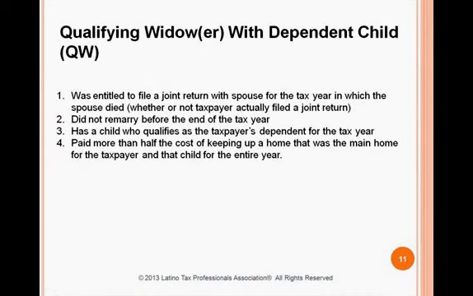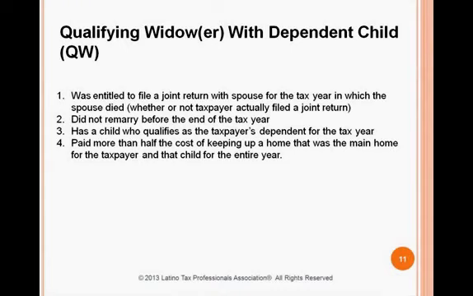Qualifying widow or widower with dependent child. Now, this one applies when a spouse dies in a particular year, leaving the other spouse with dependent children at home, and the other spouse does not remarry. They were entitled to file a joint return with the spouse for the tax year in which the spouse died, whether or not the taxpayer actually filed a joint return. The advantage is that they would have the greater amount of standard deduction and the lower tax rate of married. Also, they must not have remarried by the end of the year.